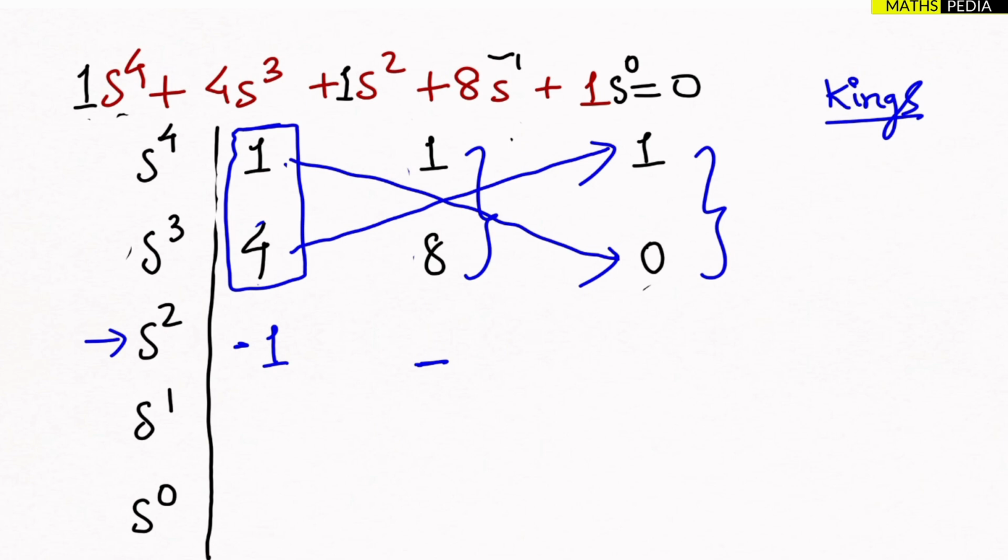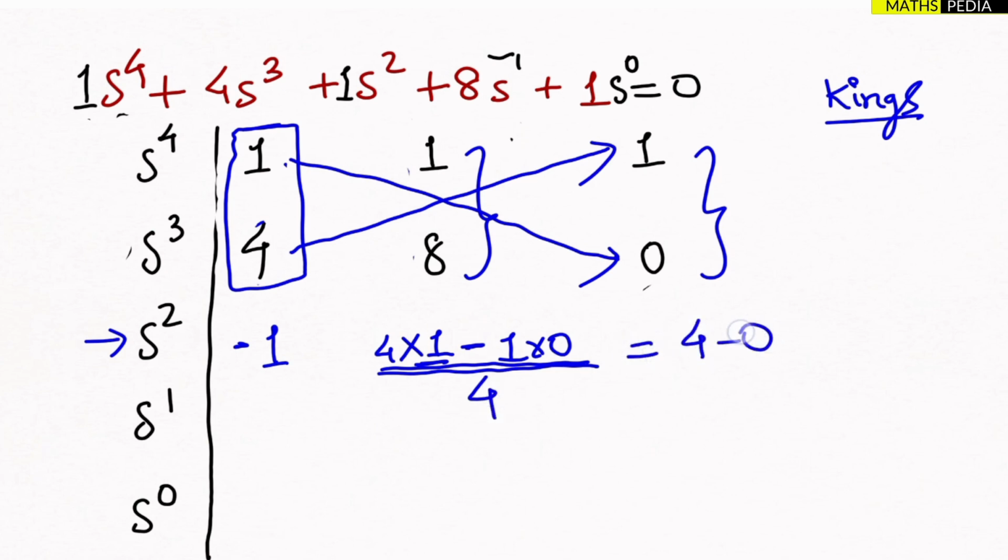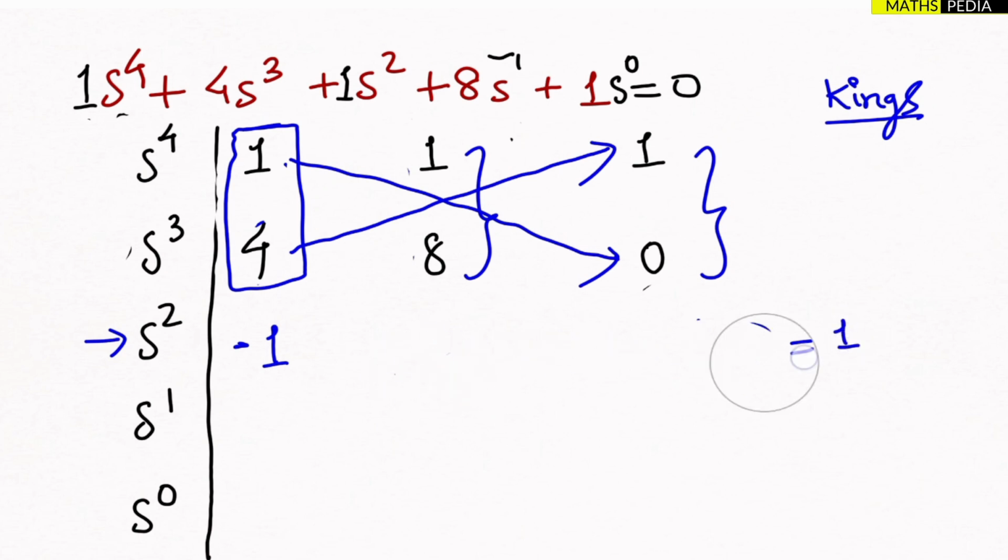So it will be 4 into 1 minus, put minus, then you multiply 1 into 0, whole divided by the bottom king, which is 4. So 4 minus 0 by 4, which is equal to what? 1. So again you have to put that 1 over here.